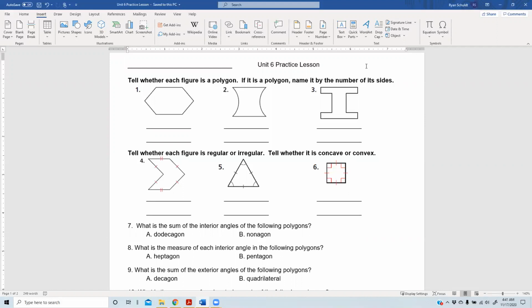Okay, so for the first three, we have to say whether it's a polygon, and if it is, name it by its number of sides. So for the first one, this is a polygon. So we would say yes, or polygon.